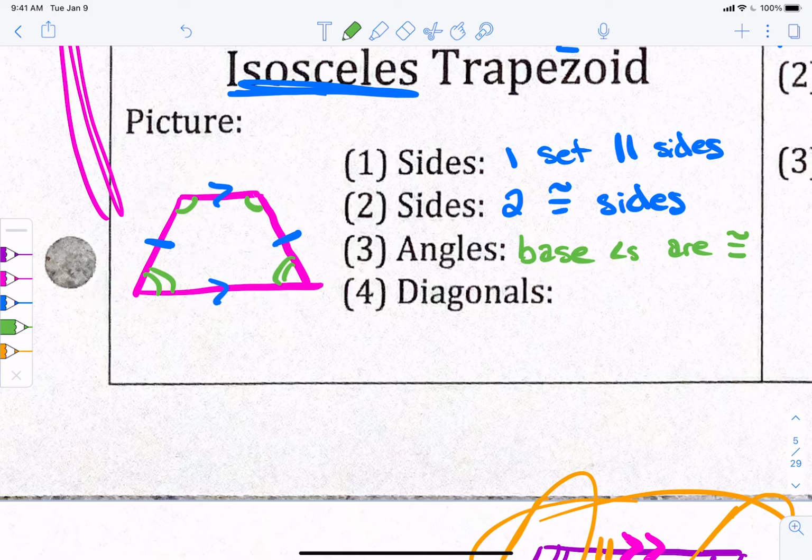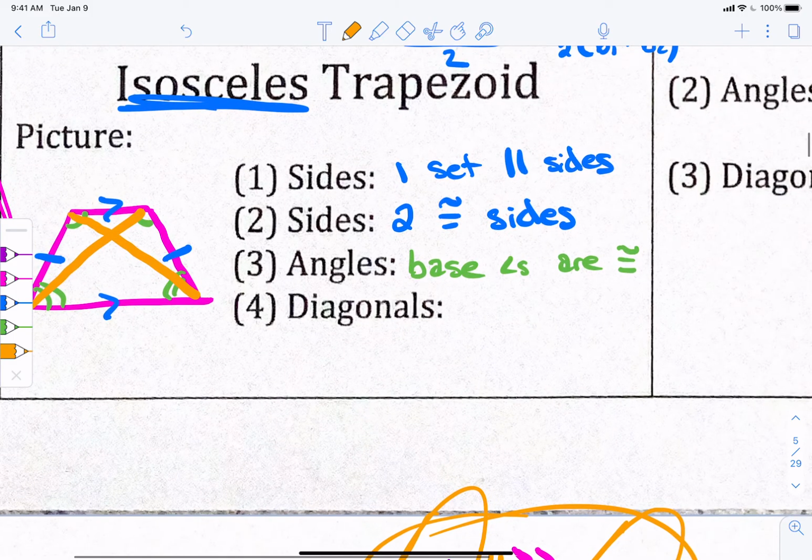Okay? And then the last thing has to do with the diagonals. This guy and this guy. Do they split each other exactly into two equal pieces? No. In fact, they intersect. They're not even in the middle of the diagram. Do they make a perpendicular? No, not necessarily. Are they equal length? Yes, the diagonals are equal length. So diagonals are congruent.